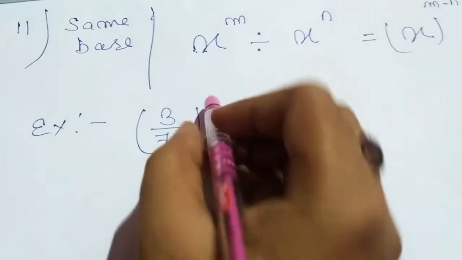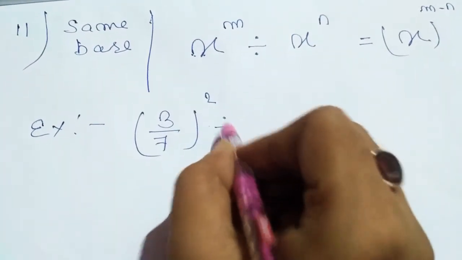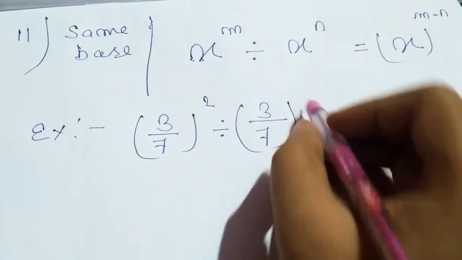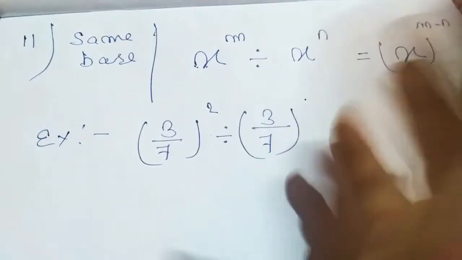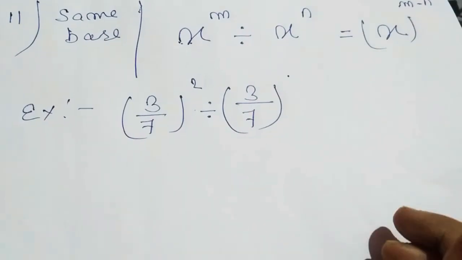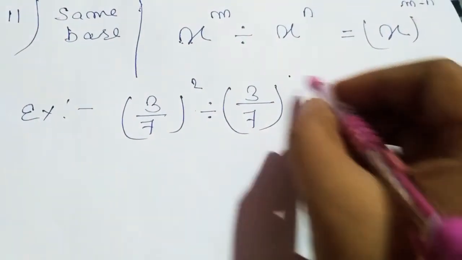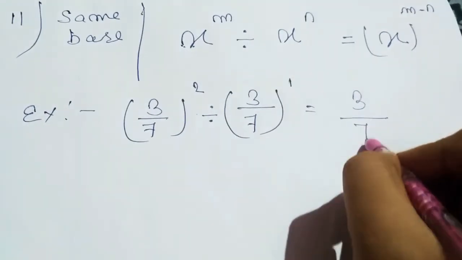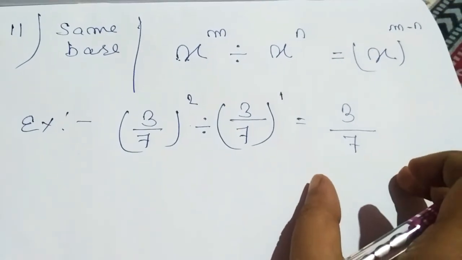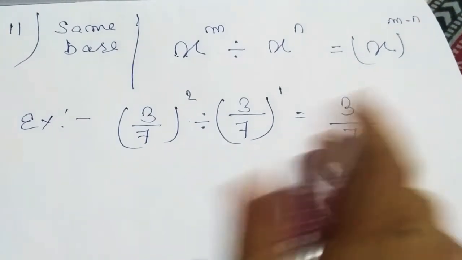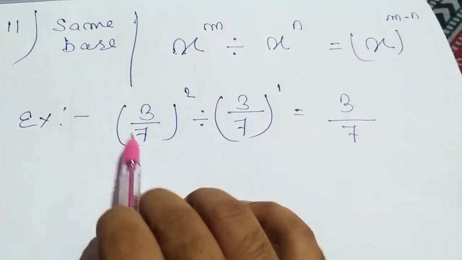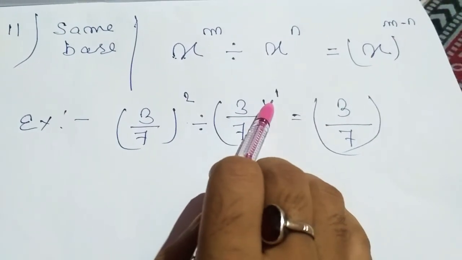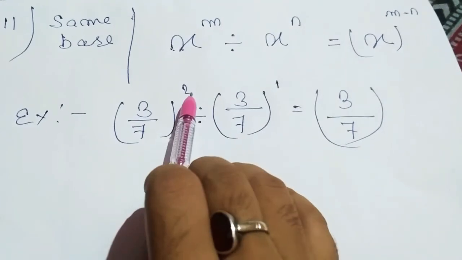3/7 divided by 3/7. Okay, so how can you solve this? Take a common base, just take a common base. So the common base here is 3/7, we have taken the common base 3/7. Next, exponents will be subtracted, then 2 minus 1.